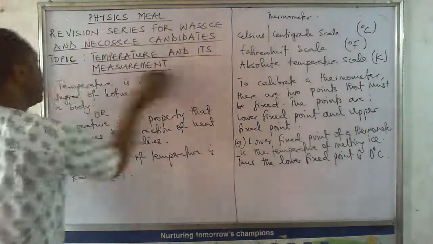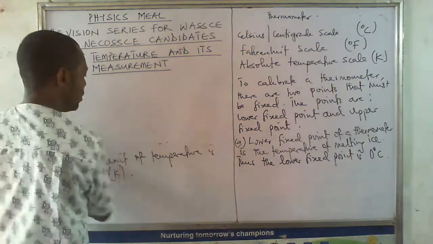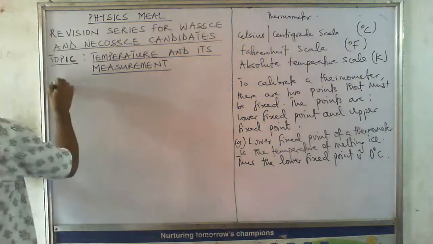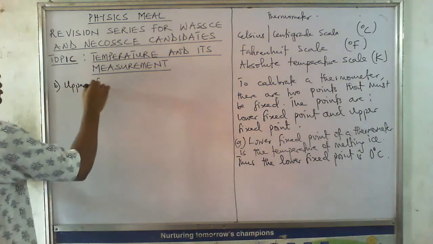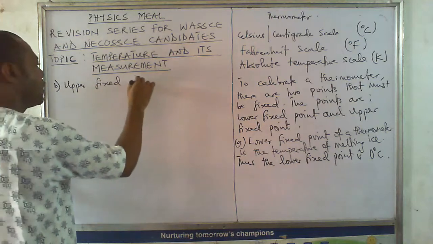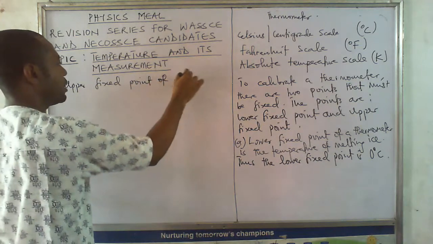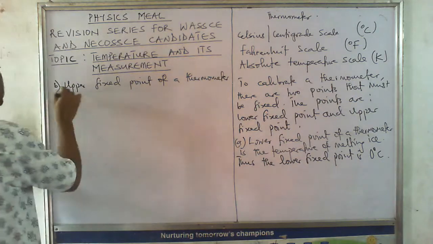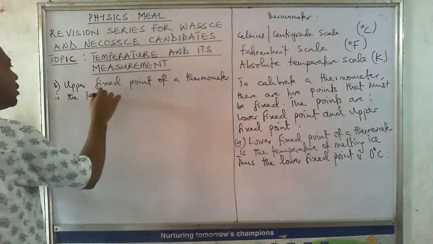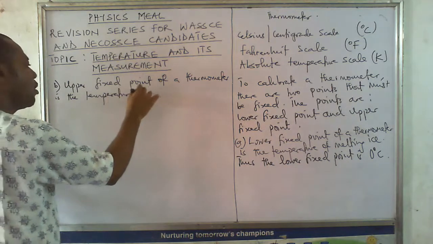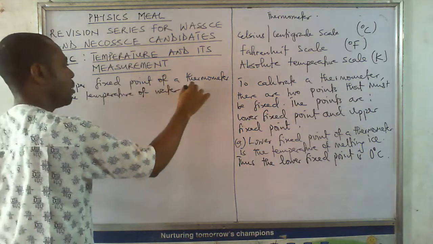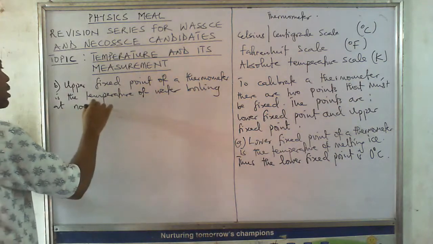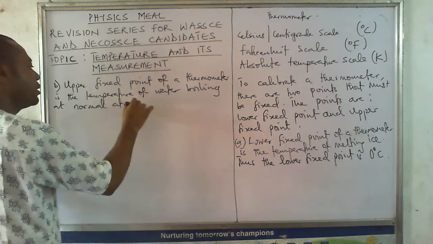Then we need to talk about the upper fixed point also. What is the upper fixed point? The upper fixed point of a thermometer is the temperature of water boiling at normal atmospheric pressure.